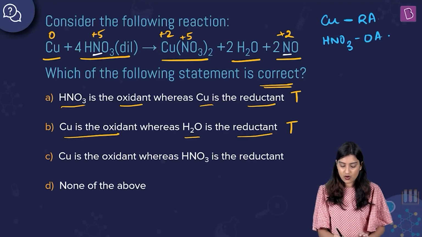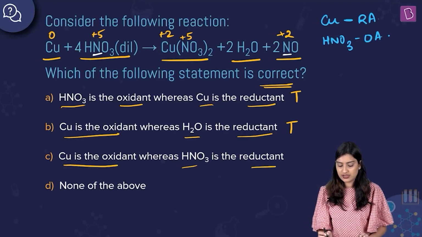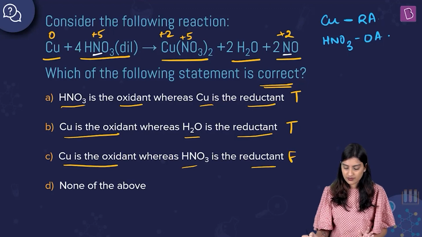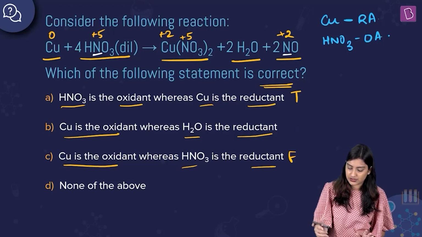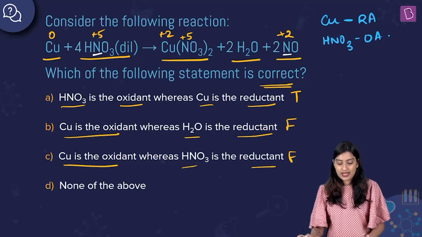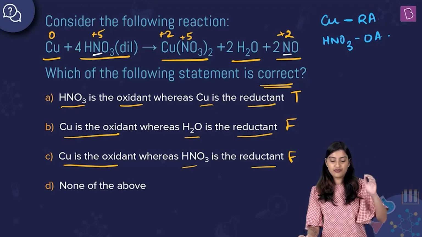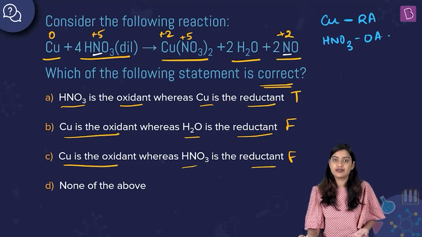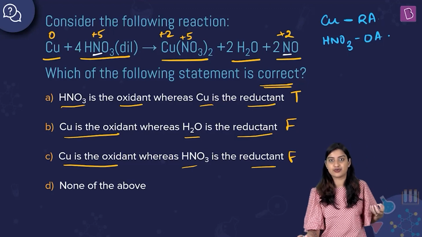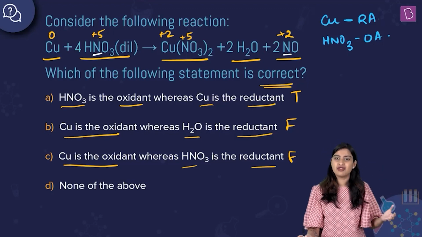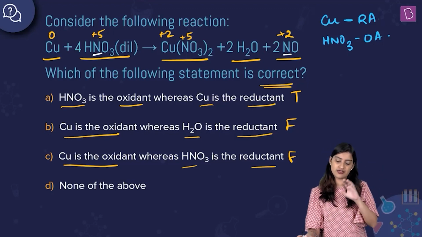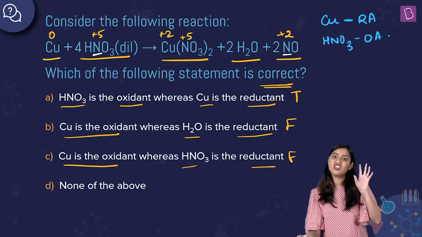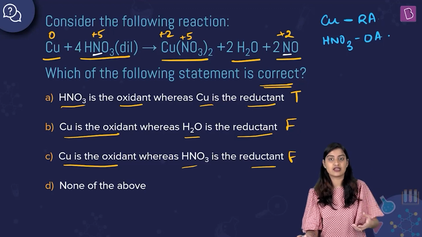Then you have, copper is the oxidant, whereas HNO3 is the reductant. Sorry, this is going to be false, not true. Now, from this question, one thing I want you to take away is that almost everywhere in inorganic chemistry, if you have dilute HNO3, it's going to be the oxidizing agent. It's a very good oxidizing agent.